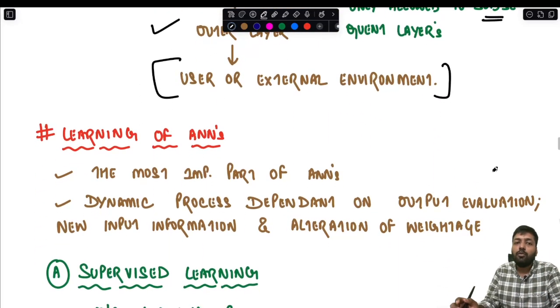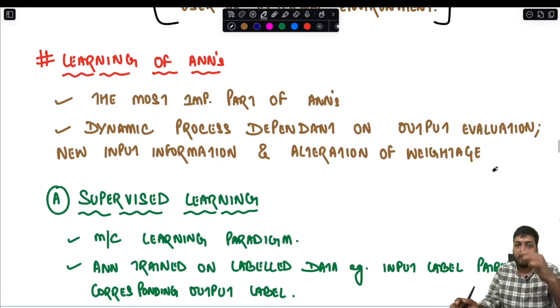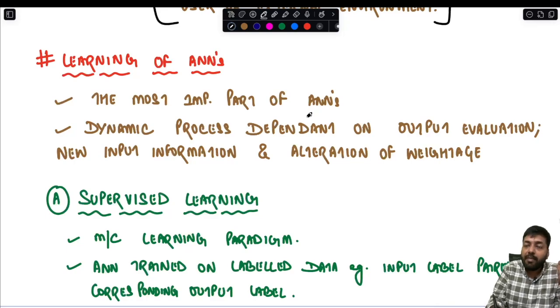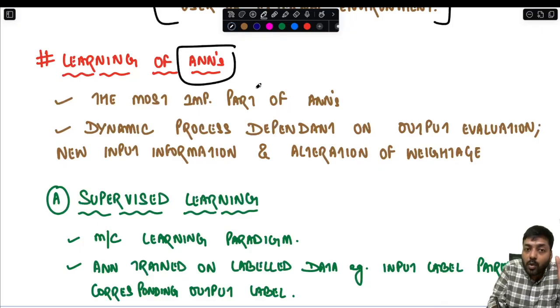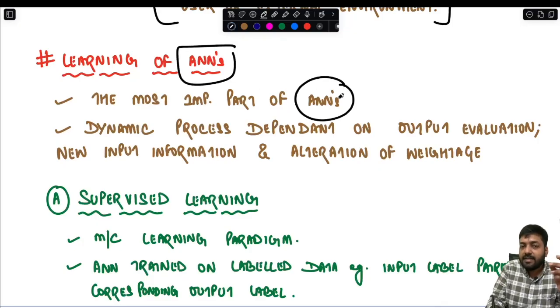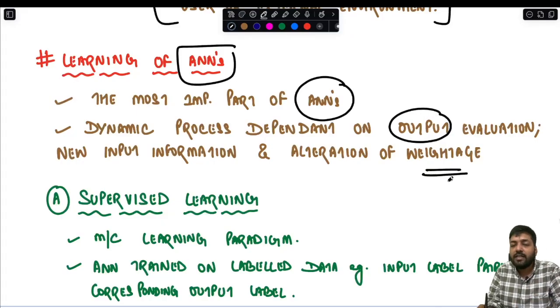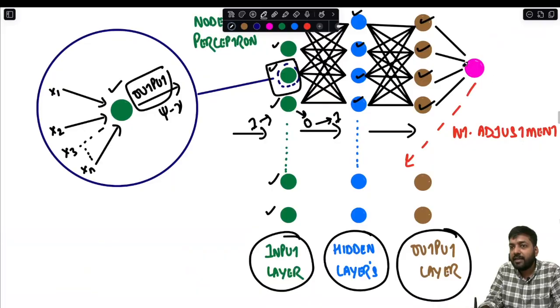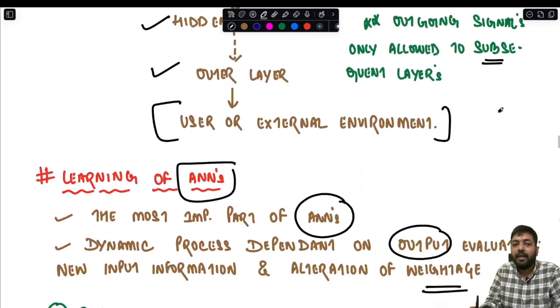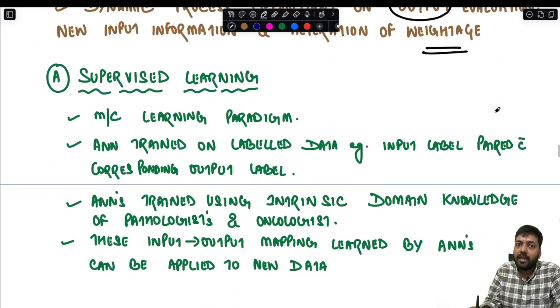Now we come to the learning of artificial neural networks. There are different methods by which you can train a particular artificial neural network, so the learnings are of different types. The learning of the artificial neural network is the most important part of ANNs. It is a dynamic process which is dependent on output evaluation, new input information, and alteration of weightage. As you can see over here, there is some amount of weightage also given. Weight adjustment can also be done over here, externally.